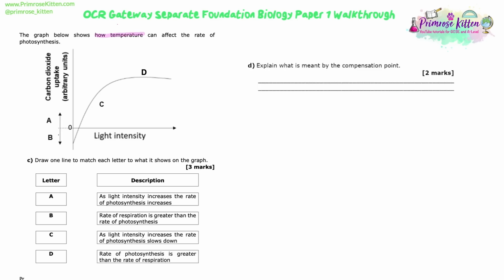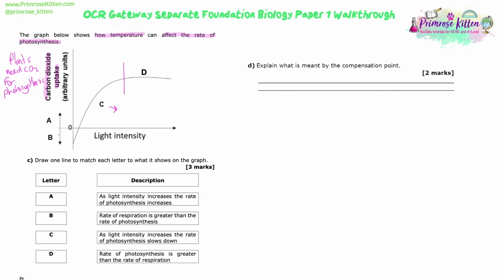Okay, the next part of the question says the graph below shows how temperature can affect the rate of photosynthesis. So we've got a fairly complex graph, but you might have seen something that looks like this before. So we've got carbon dioxide uptake in arbitrary units on the y-axis. That just means how much carbon dioxide is being taken into the plant. And obviously we should know hopefully that plants take up or absorb carbon dioxide through their leaves for photosynthesis. So the more carbon dioxide they're absorbing, the more photosynthesis they're doing. So that makes sense. It's kind of a measure of photosynthesis.